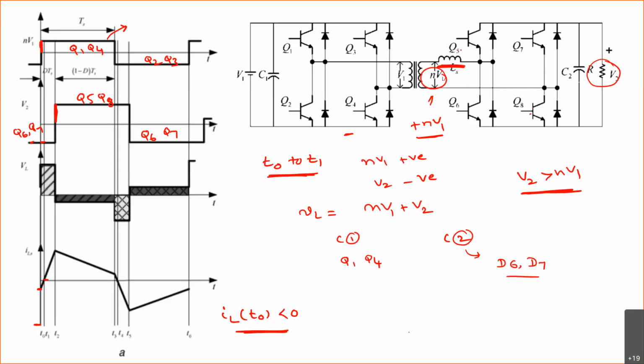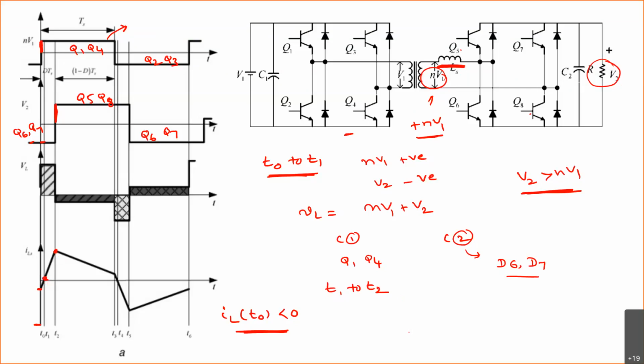At t equal to the t1 point, the inductor current touches 0. Now we'll talk about t1 to t2, from here to here.